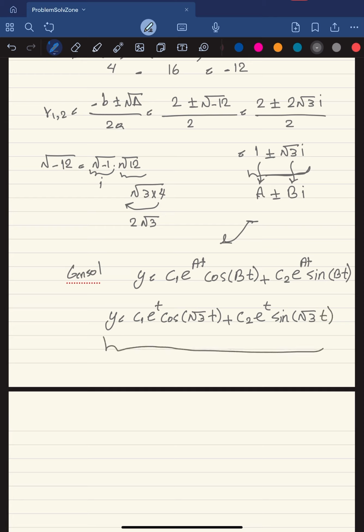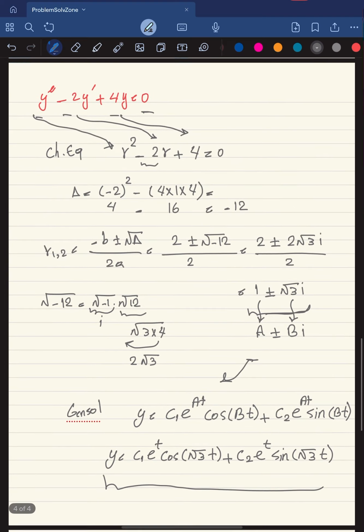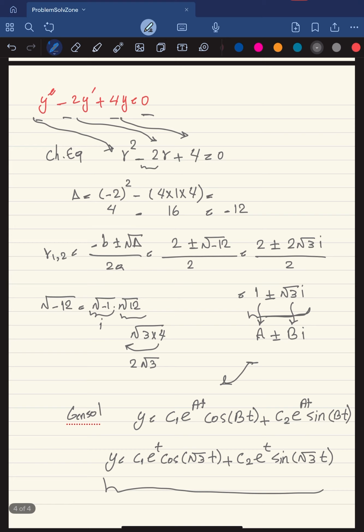That's going to be the general solution for this kind of differential equation when the delta of the characteristic equation is negative. Okay, that's it, guys.